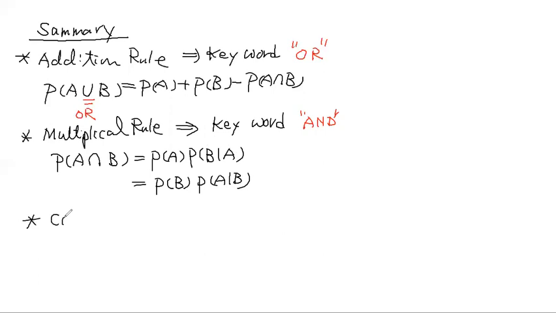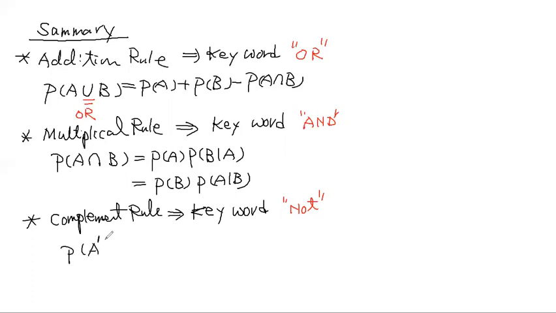Okay, the next one is the complement. Most likely they will not tell you to use the complementary rule. The keyword you're looking for in the complementary rule is "not." If it's not A, not B, how do you find the probabilities? The probability of A complement, not A, is just 1 minus the probability of A.